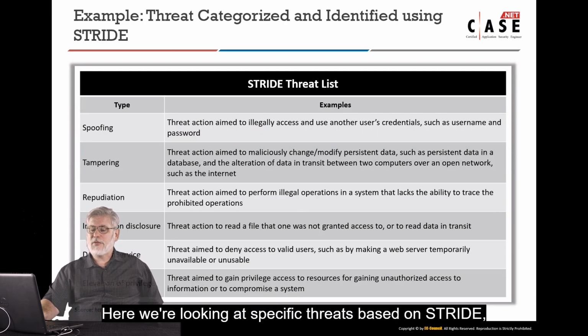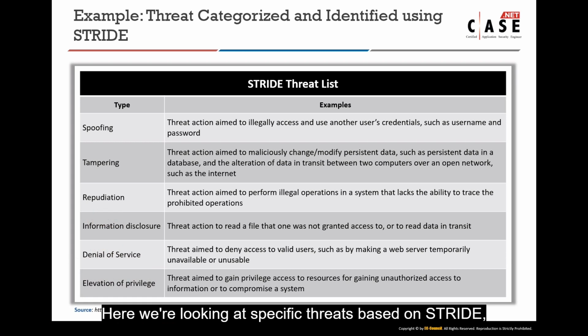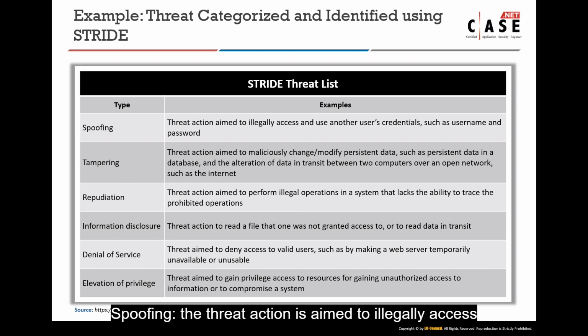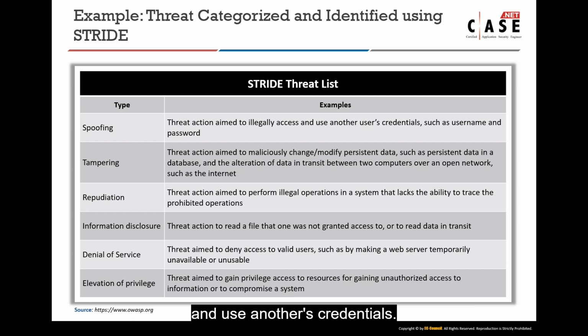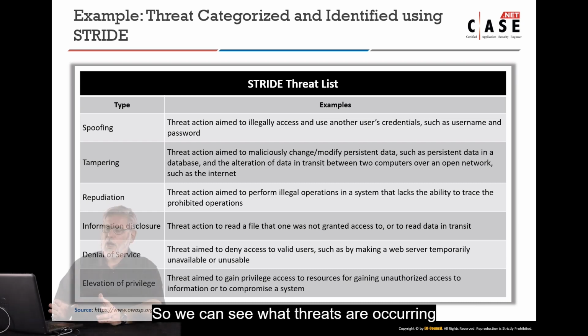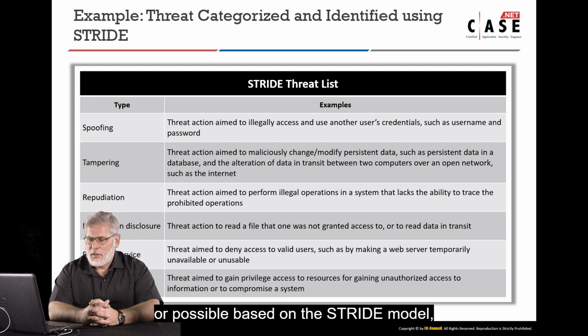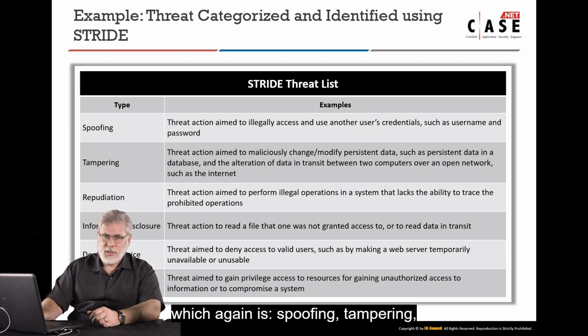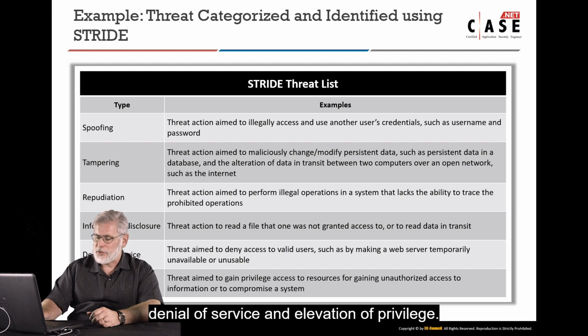Here we're looking at specific threats based on STRIDE. So, for example, denial of service. The threat is aimed to deny access to valid users. Spoofing. The threat action is aimed to illegally access and use another's credentials. So we can see what threats are occurring or possible based on the STRIDE model, which again is spoofing, tampering, repudiation, information disclosure, denial of service, and elevation of privilege.